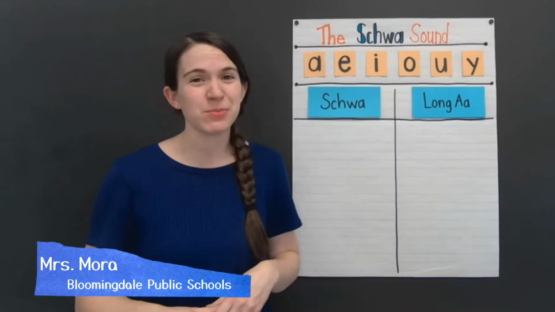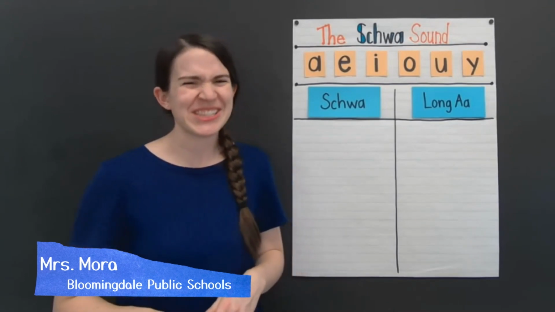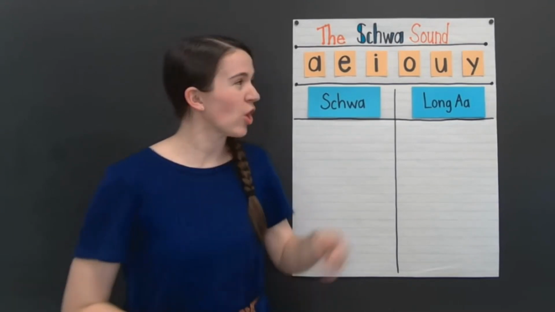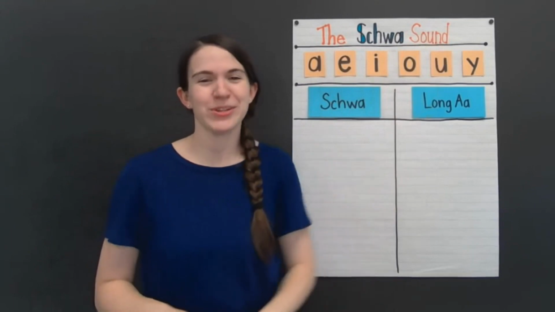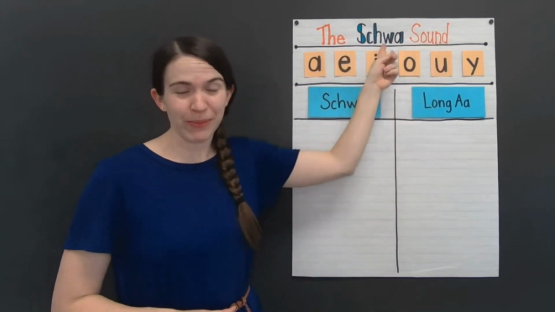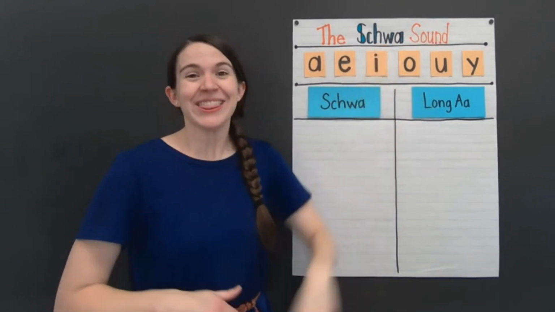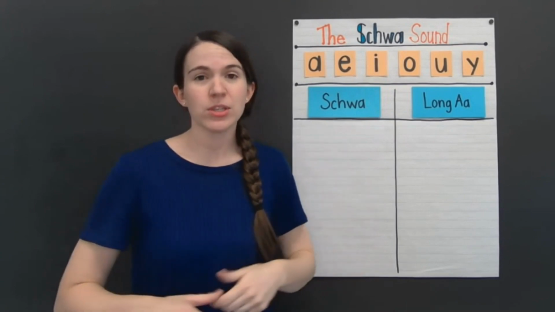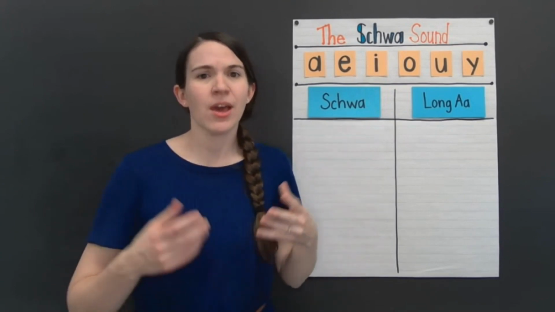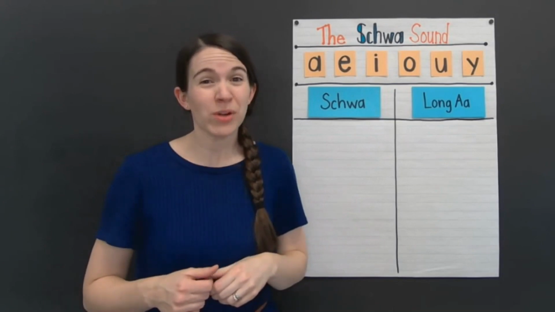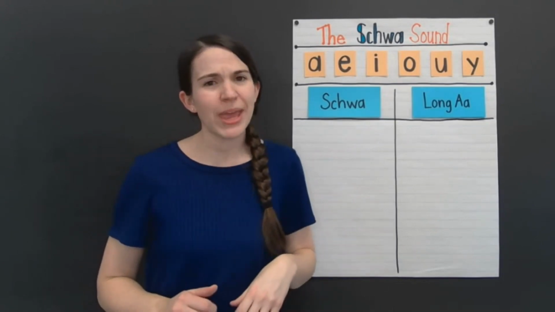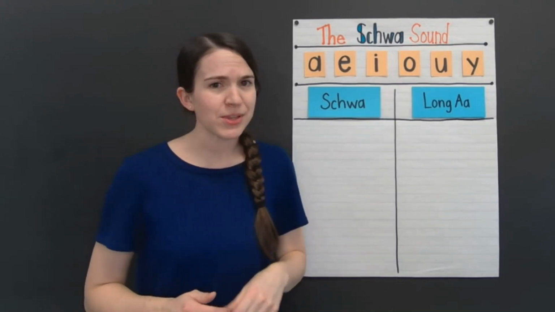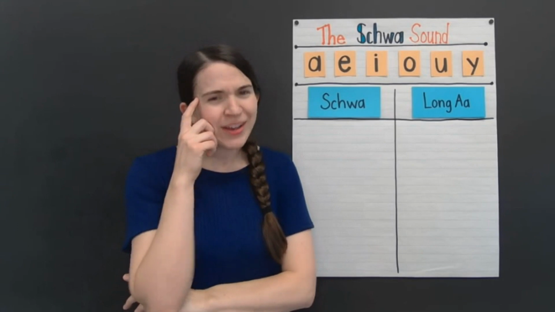Builders, I'm Mrs. Morta. Do you remember our sneaky sound in English called the schwa sound? Say this word with me, schwa. The last time we were together, we learned that the schwa sound usually sounds like the short vowel U. It's a sound that you make when you're thinking really hard about something. Say that with me.